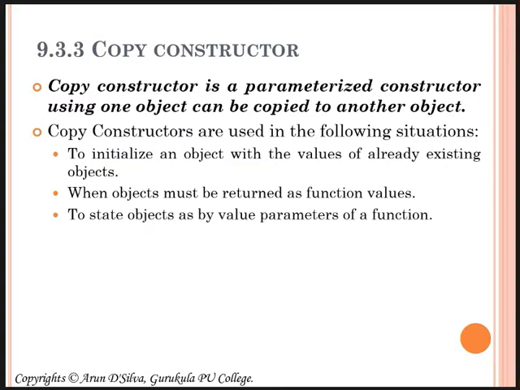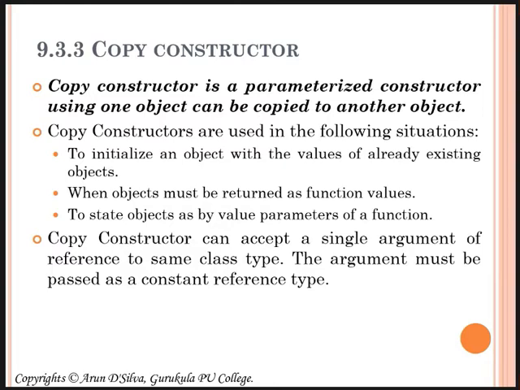The third is to state objects as by-value parameters of a function. This is one more situation where I can state the object as a value parameter of a function. In the function I am performing something and finally it generates another object value which I want to return as an object, so at that time I can make use of a copy constructor.